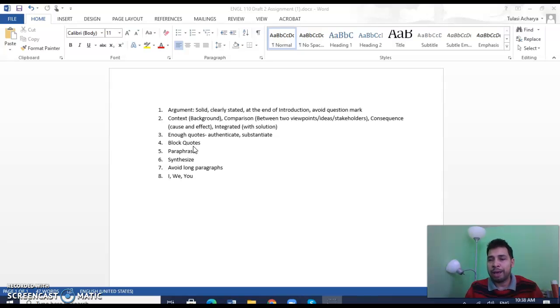Basically, when you have more than 4 lines of a direct quote, you indent all those lines as a separate paragraph within itself. So for example, if you are directly quoting more than 4 lines from someone's idea, then you do not bring it in within the paragraph; you indent all those lines and put them as a separate paragraph. That's what we call block quotes.